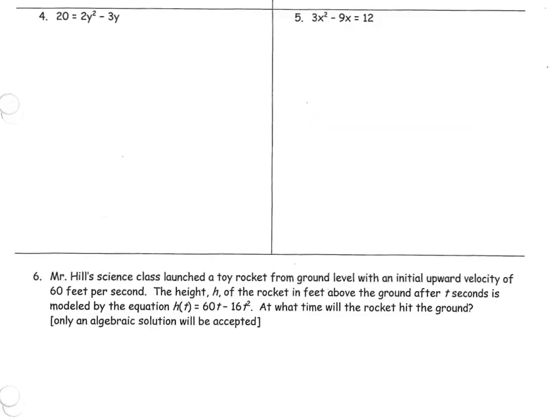For question number 5, we should immediately recognize this is not in standard form. In order to solve a quadratic, it needs to be equal to 0. So I'm going to subtract 12 on both sides. Now, this -12 cannot combine with any of these terms because they are not like terms. So I'm just going to rewrite: I have 3x squared minus 9x minus 12 equals 0.